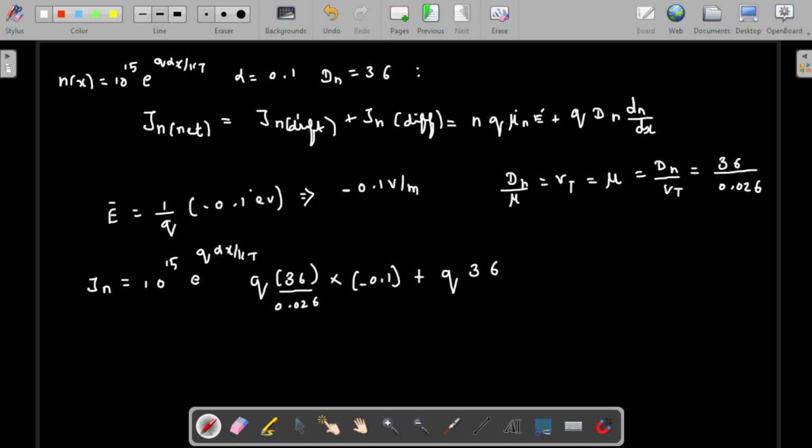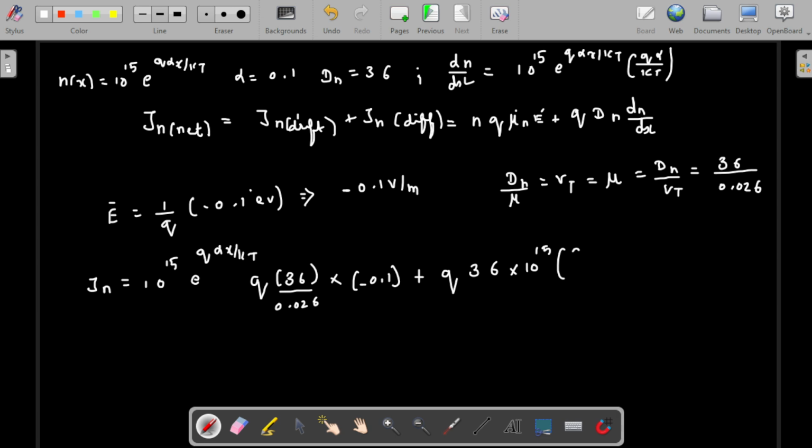So let me write another term. dn by dx is equal to 10 power 15 e power q alpha x divided by kT. So in the e power differentiation, the term will be written the same, and x will be differentiated, giving q alpha divided by kT. Okay, so let me write that one directly here, into 10 power 15.